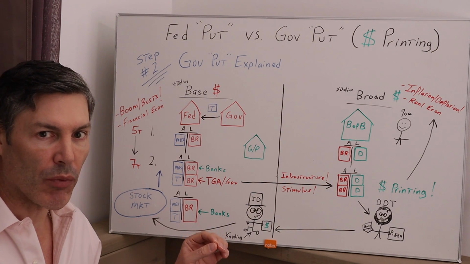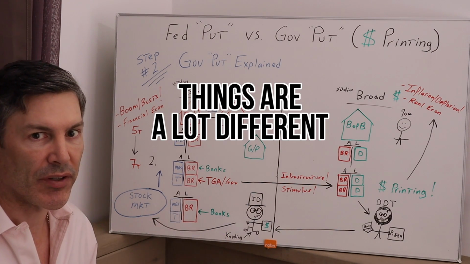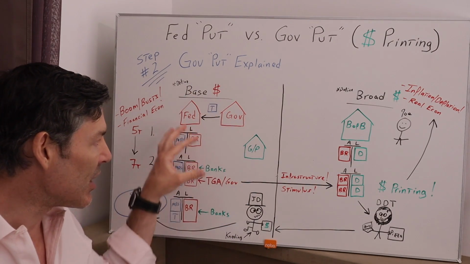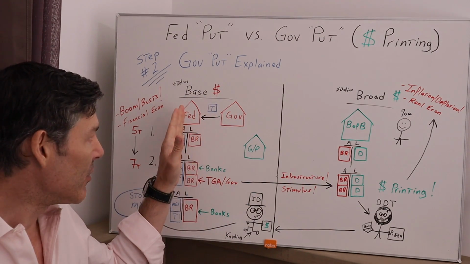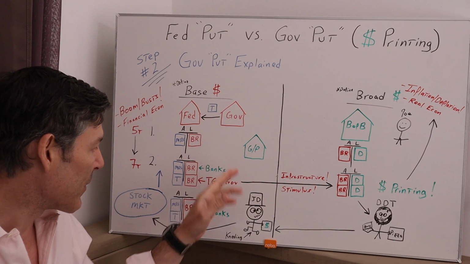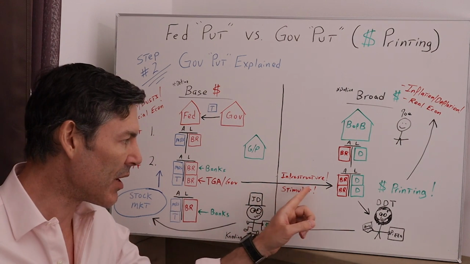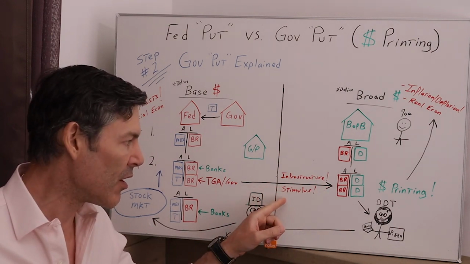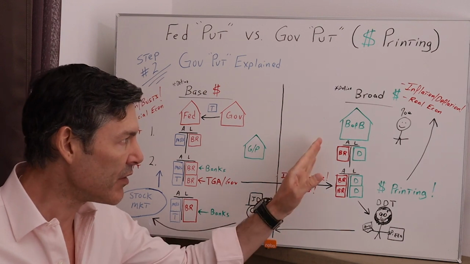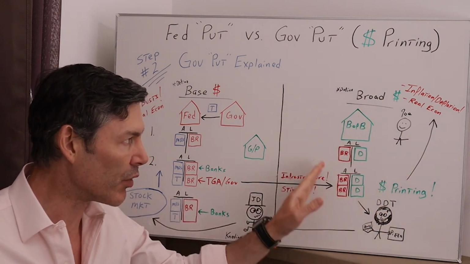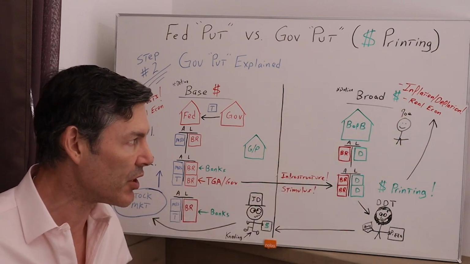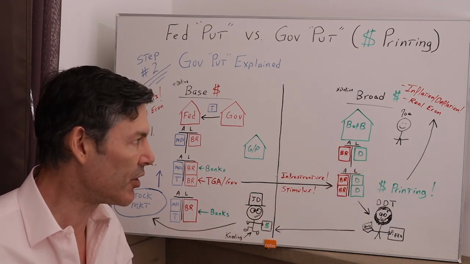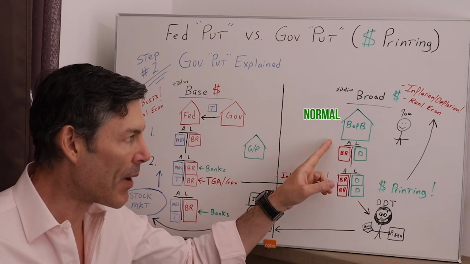Now we get to the point where things are a lot different than step number 1, where everything was contained in the financial economy and the base money supply. The government will spend the money into the real economy, let's say through infrastructure spending, maybe stimulus. So on this side where the broad money lives, the real economy, where we have to deal with inflation and deflation, it starts with the average Joe, just like you and me, having a normal bank account.